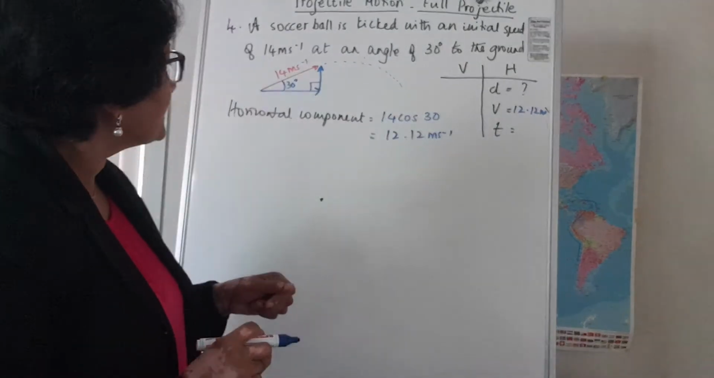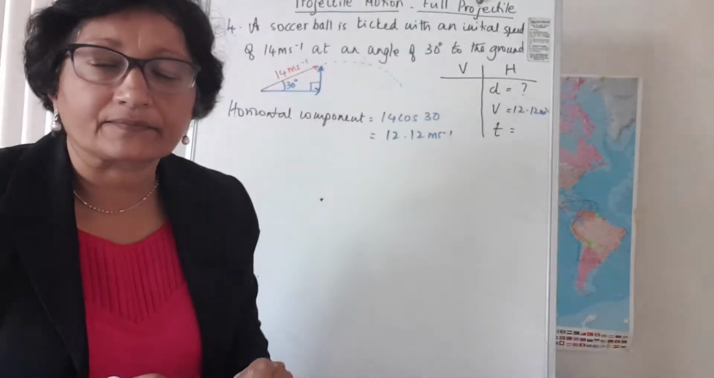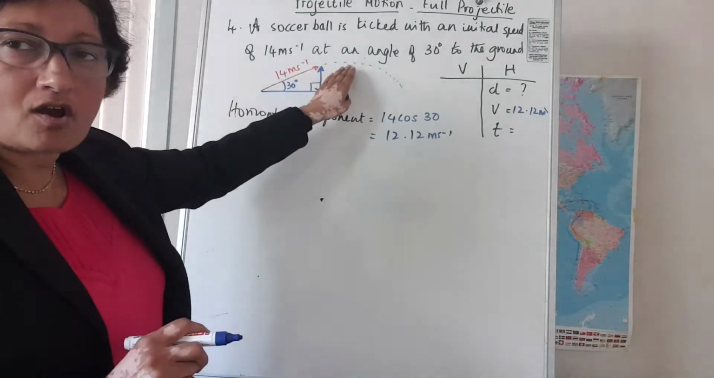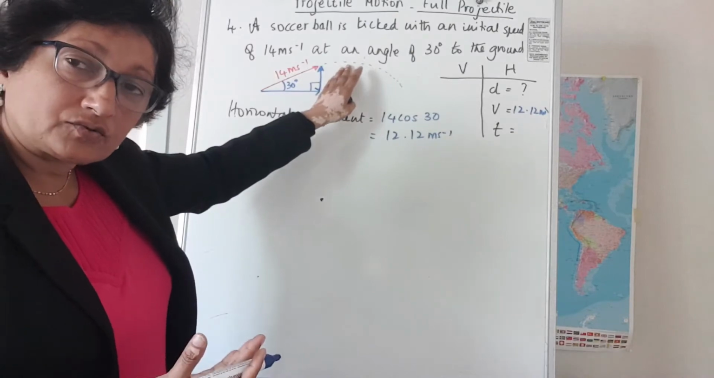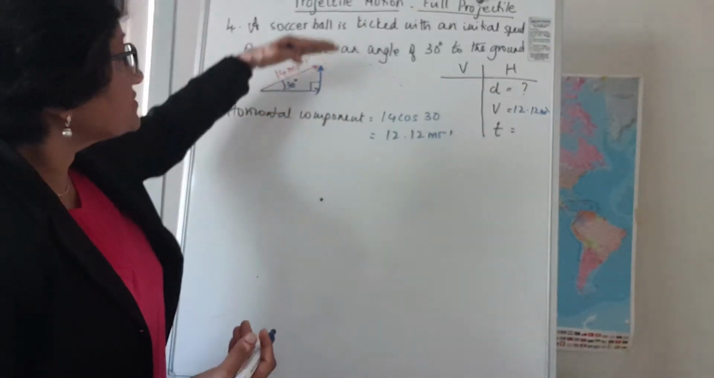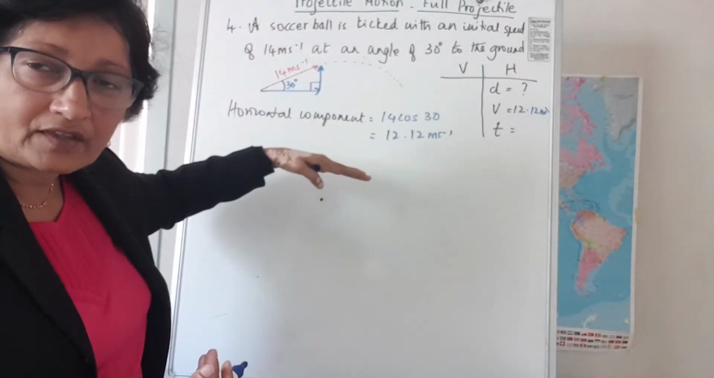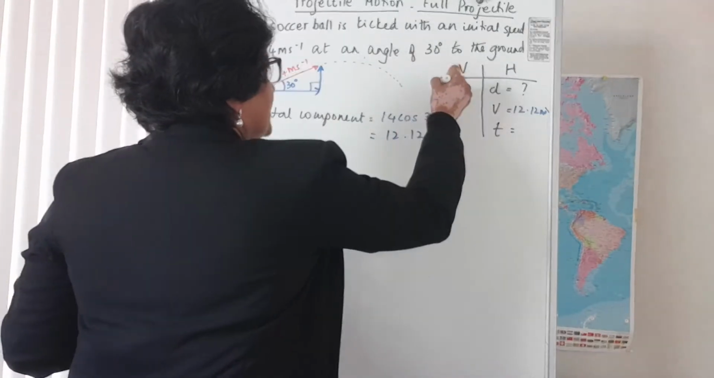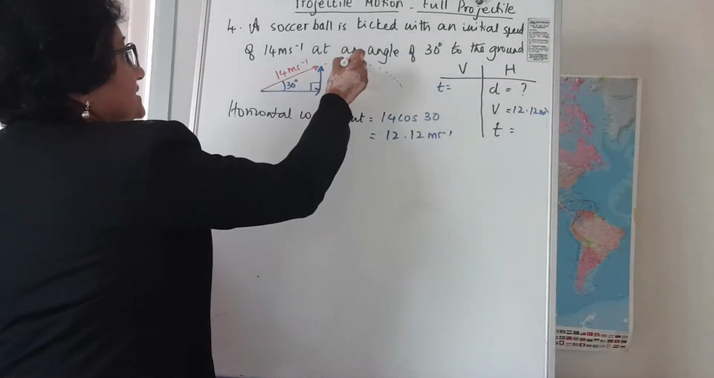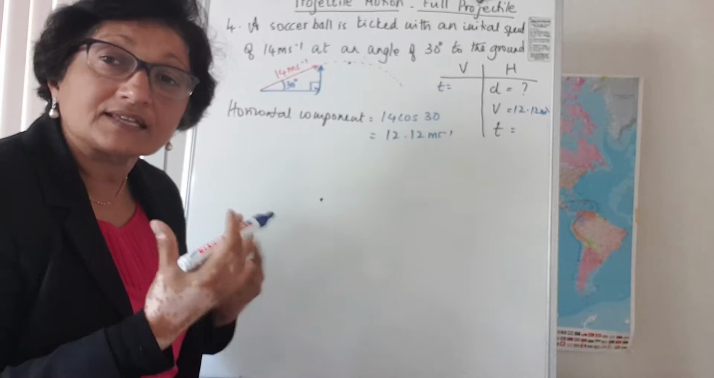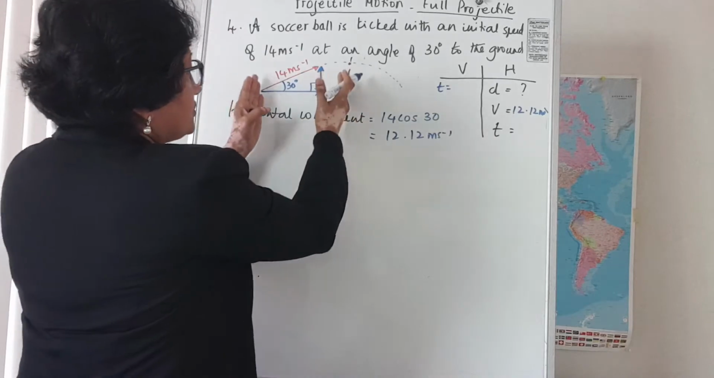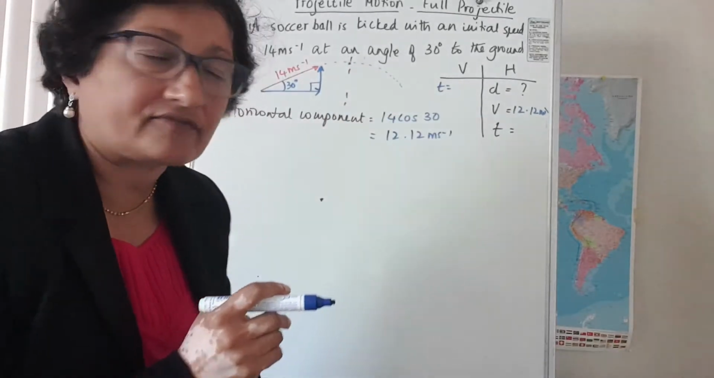Now we need to get the time. It's hard to find the time for the whole thing, but there's a secret here. If you find the time it takes to go from the bottom to the top, and then multiply that by 2, then we know the total time. In order to find the time taken to go from the bottom to the top, we are talking vertical. We know that the vertical speed at the top is 0. So let's divide this whole parabola into 2 halves. We're only going to look at 1 half now.